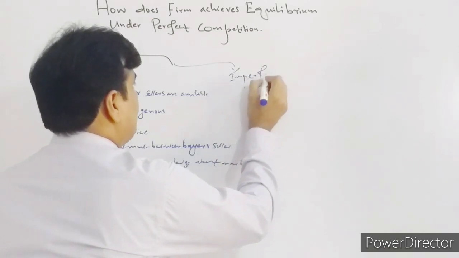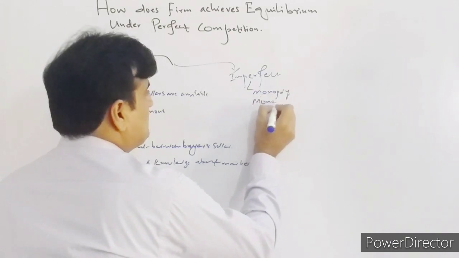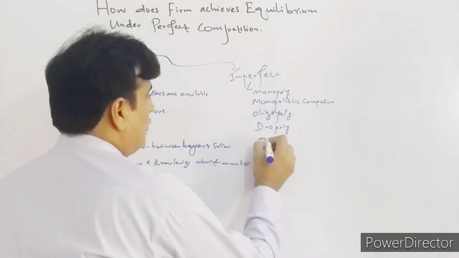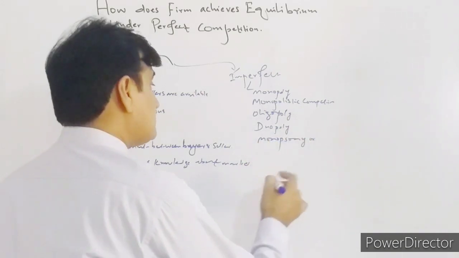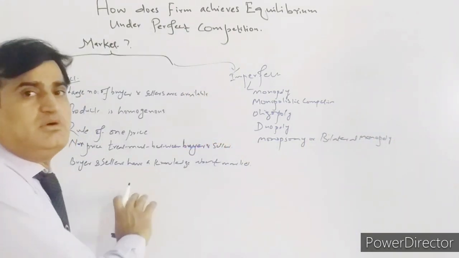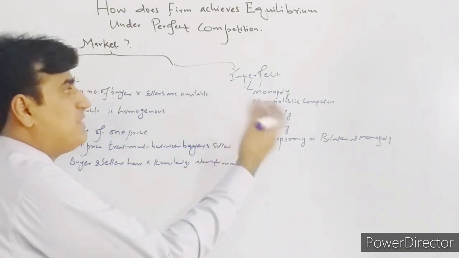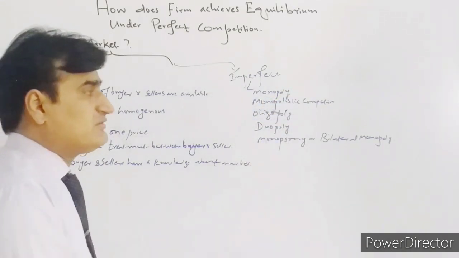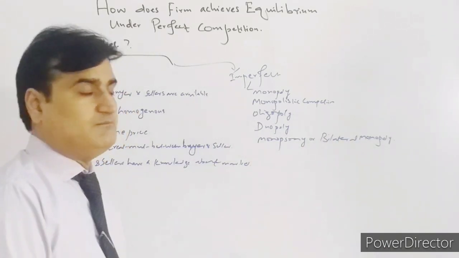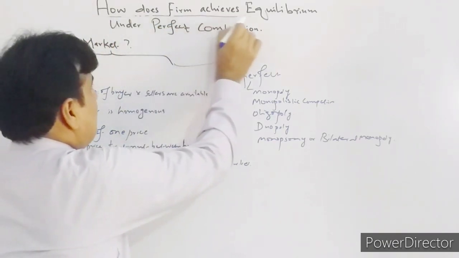When we say the market is imperfect, it may be monopoly, monopolistic competition, oligopoly, duopoly, monopsony, or bilateral monopoly. If these conditions are satisfied, then the market will be said to be perfect competition. Otherwise the market would be imperfect. So now in this lecture we will understand how a firm achieves equilibrium.